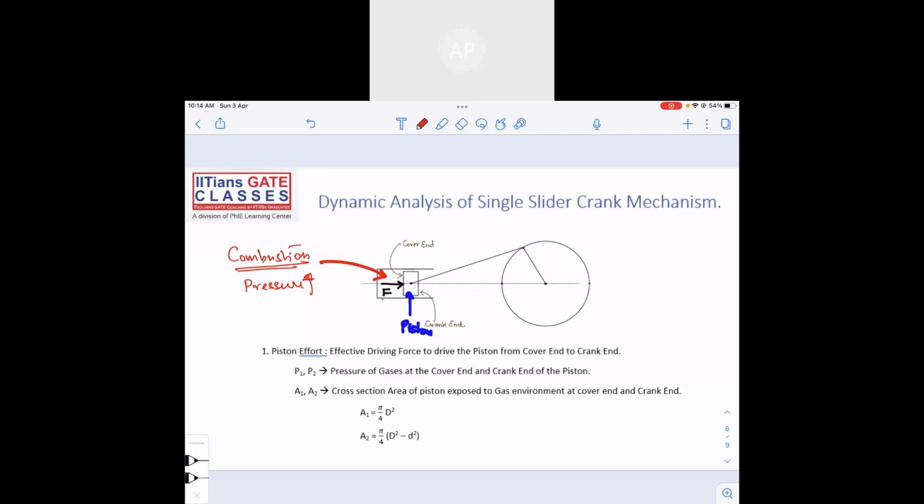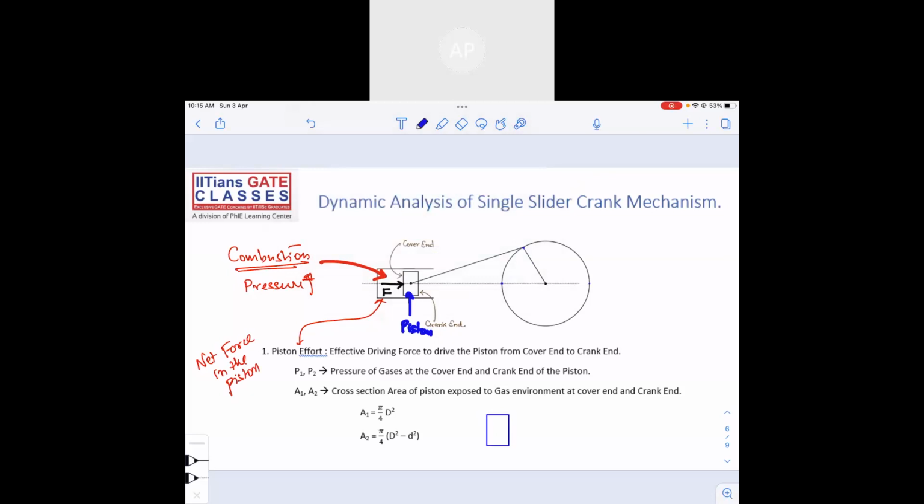This net force is called the piston effort. We will not go into very much detail about how much the piston effort is, but the net force on the piston is called the piston effort. So you can imagine it this way. Let me give a little knowledge here.